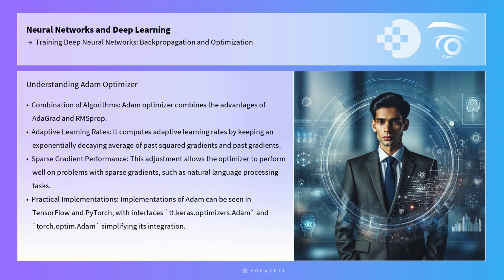Practical implementations of Adam can be seen in TensorFlow and PyTorch, two of the most popular frameworks for developing deep learning models. TensorFlow's tf.keras.optimizers.Adam and PyTorch's torch.optim.Adam provide simple interfaces to incorporate Adam into neural network training, allowing practitioners to focus more on model architecture and less on the intricacies of optimization.